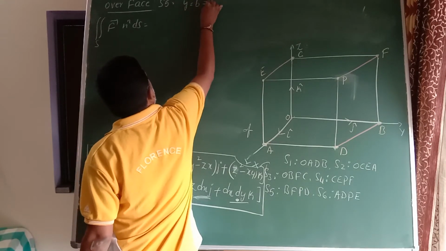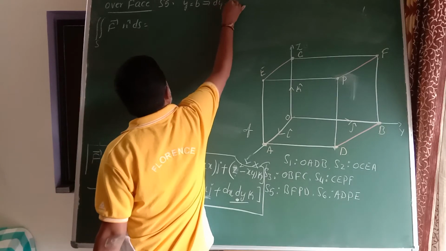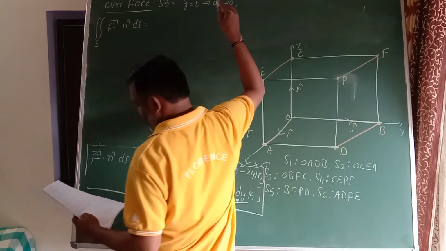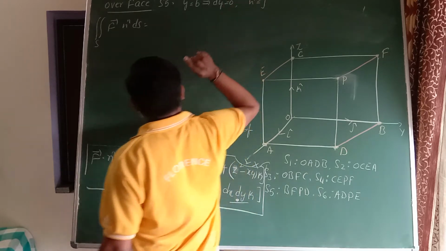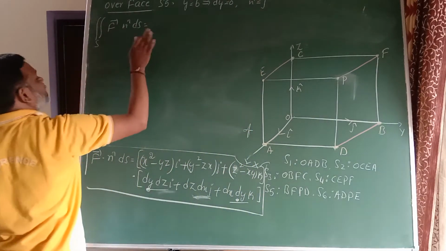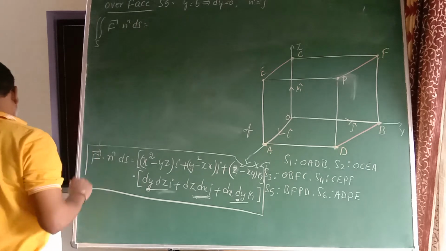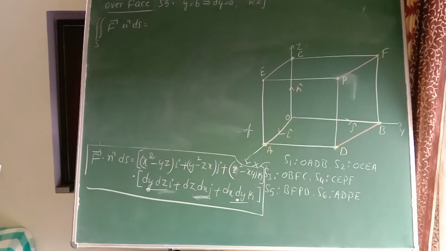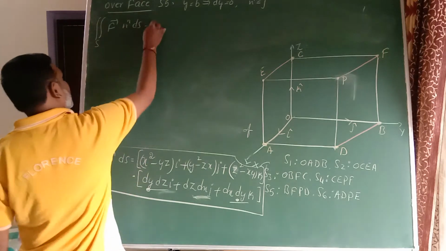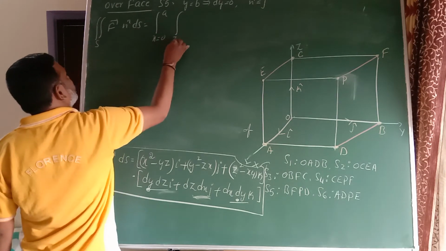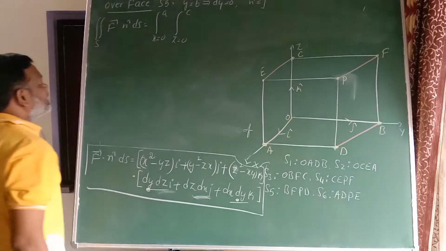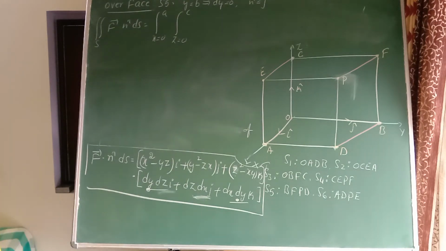That implies dy is equal to 0. And this n cap is equal to j itself. This has directly affected that. So therefore there is an absence of y, there is a presence of x and z. So x is from where to where? 0 to a, and z is from 0 to c. So y is b. Okay, dy terms become 0.